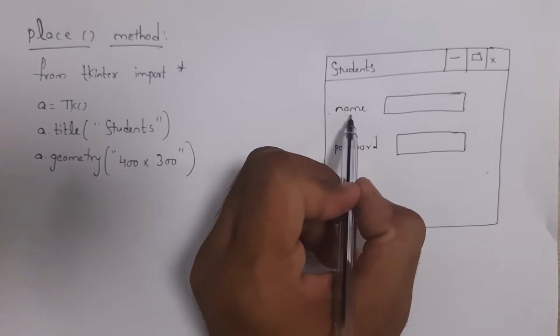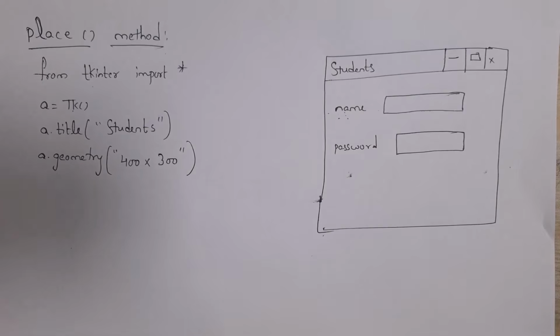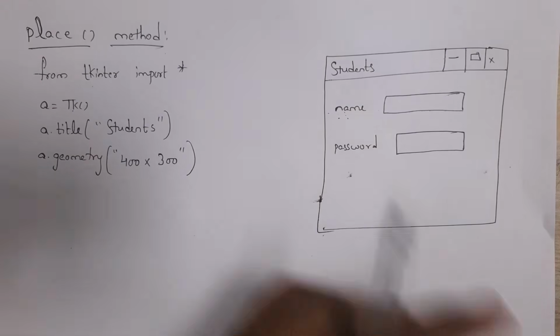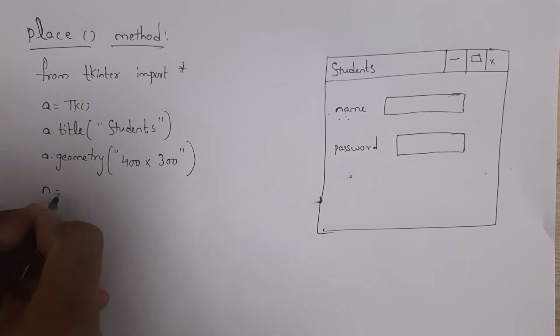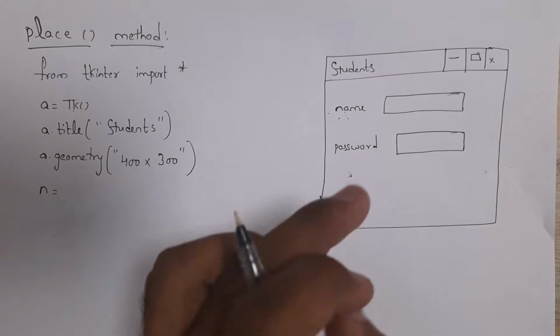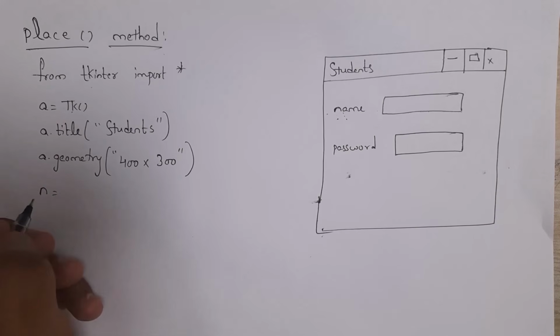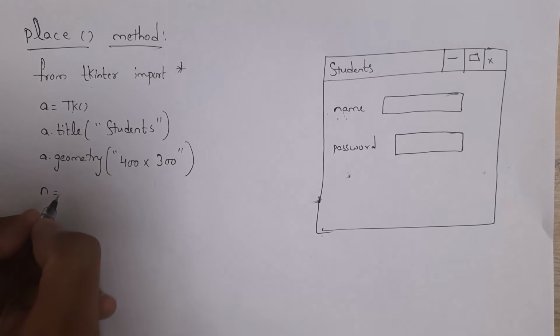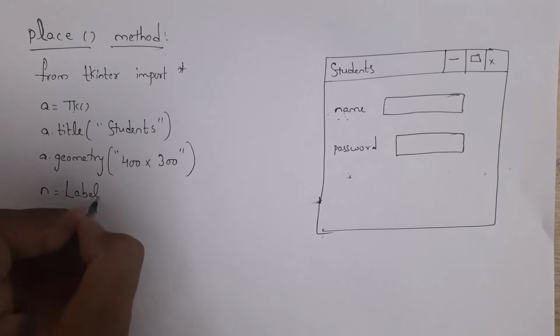Now I want to insert text, that is name. We call this name as label widget. You can take any variable name. Here I am creating name. So I am taking variable name as n. So just write here n equal to, I want to insert label, that is name. So by using Label method, we can insert any label. For Label, L is capital letter. So just write here capital L A B E L, Label.